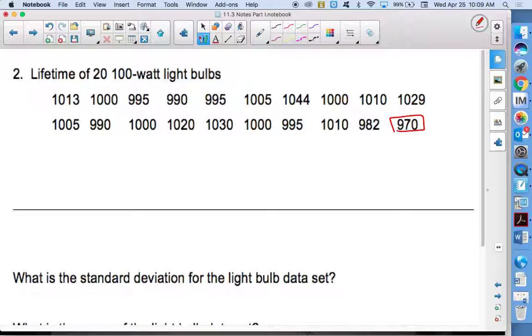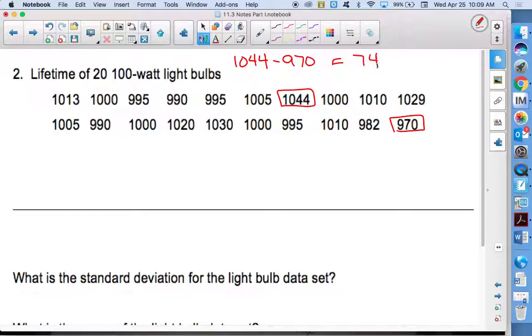And the highest number is 1044. So in order to find our class width, so that we get intervals to create some separation down below so that we know where to put our values, we have to take the range. So 1044 minus 970. That tells us the spread of the data. So the spread of this data is 74.